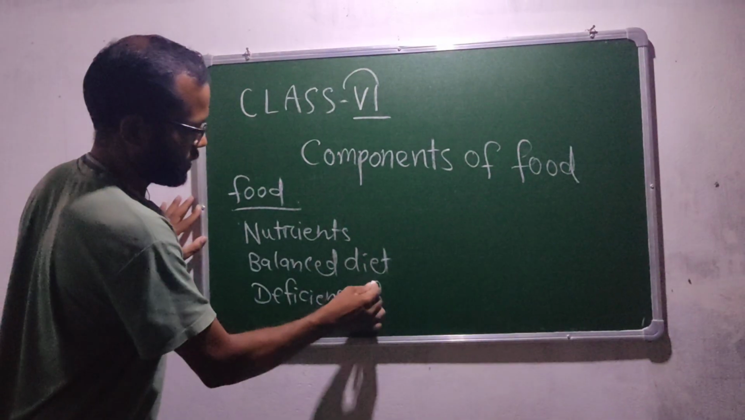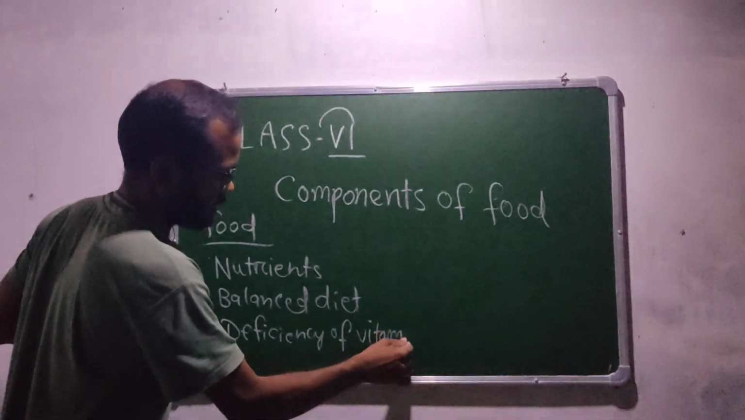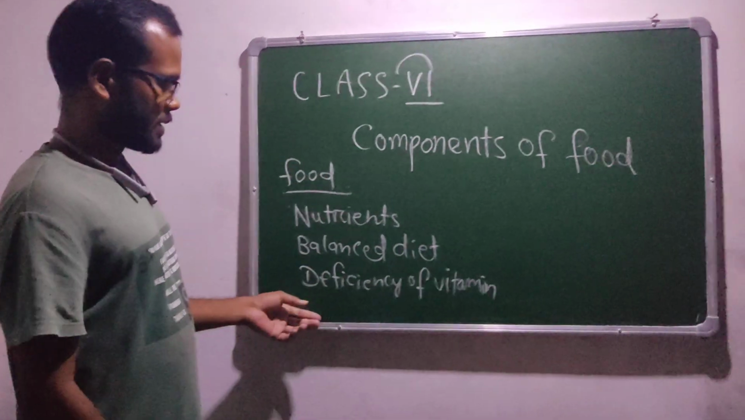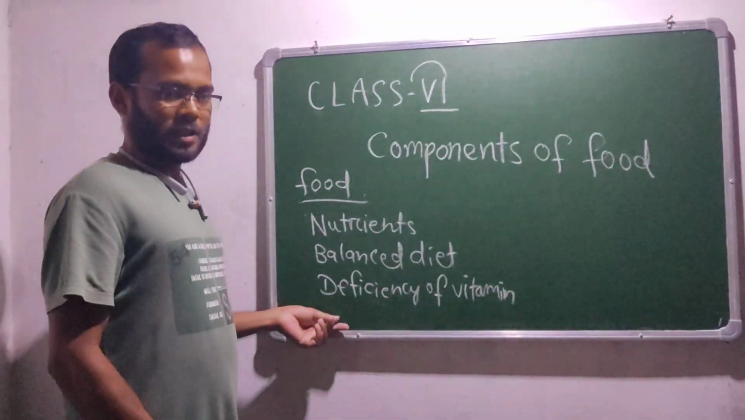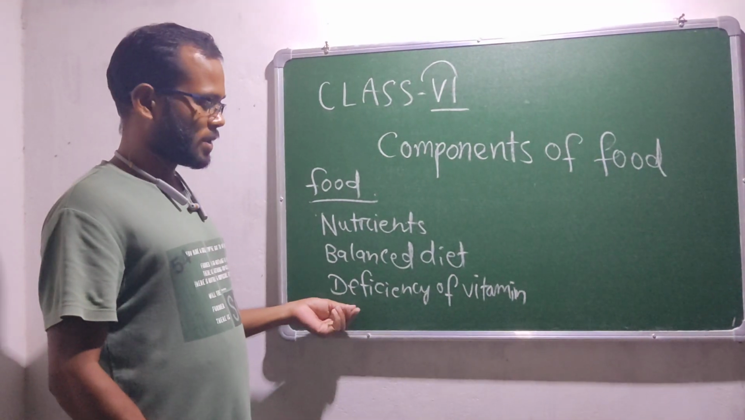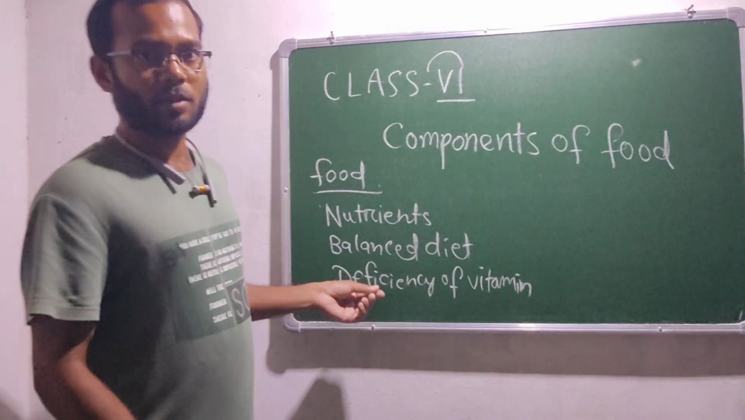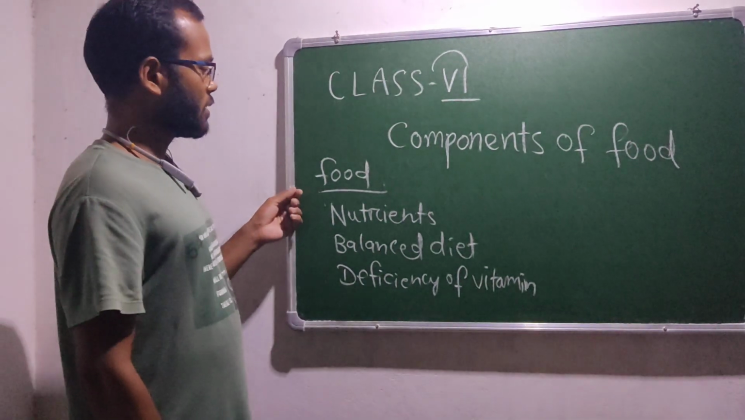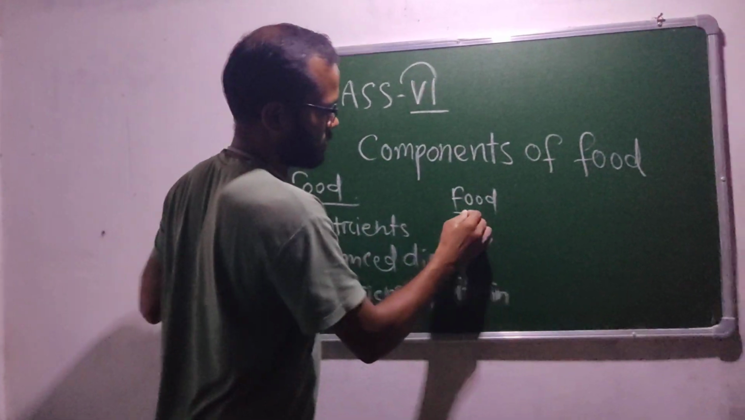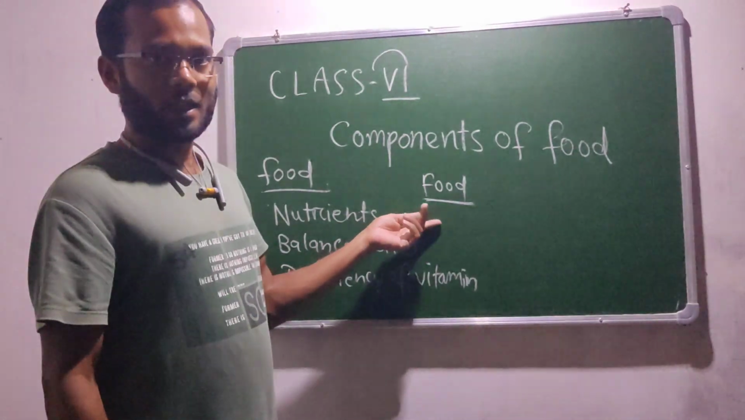Deficiency of vitamins. What are the deficiencies of vitamins like A, B, C, D, E, K, and what type of disease do we suffer? So first of all, we are discussing food. What is food and where do we get it? We discussed that in the last class.